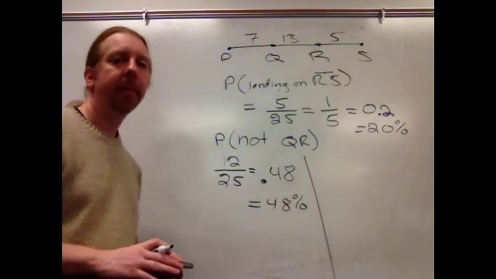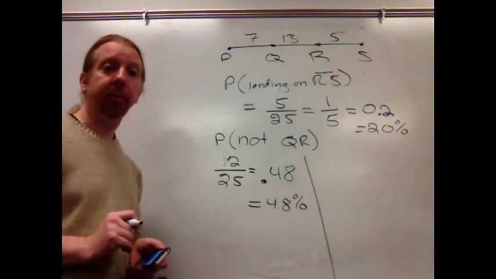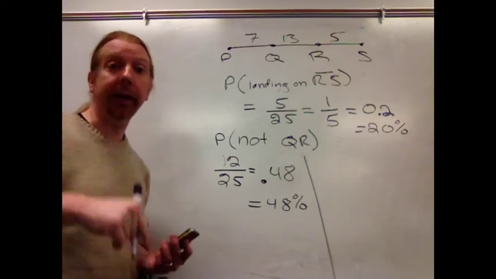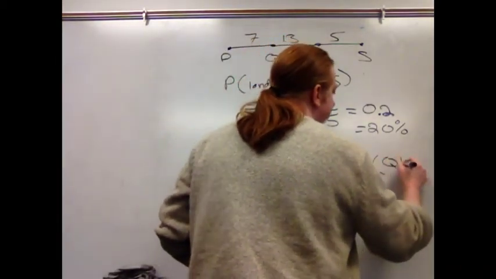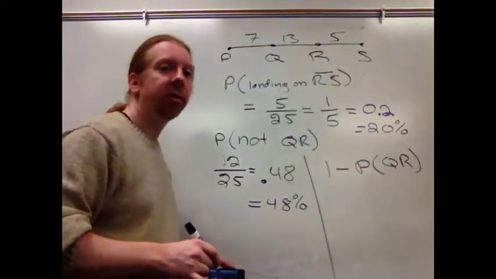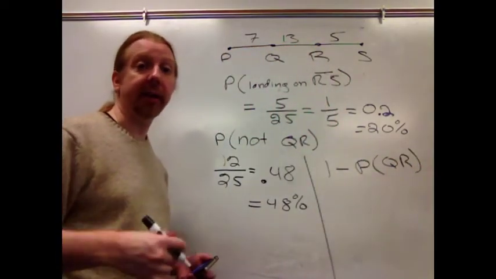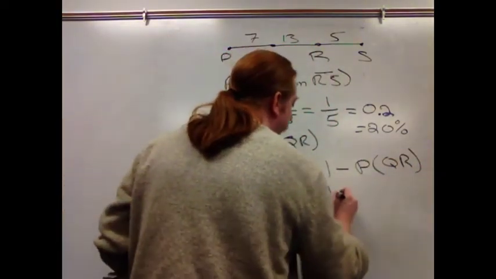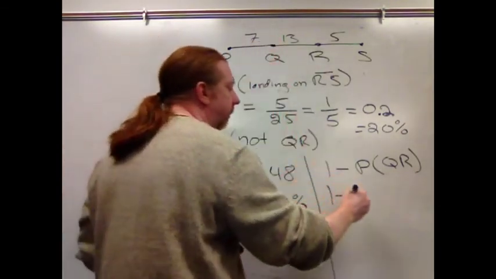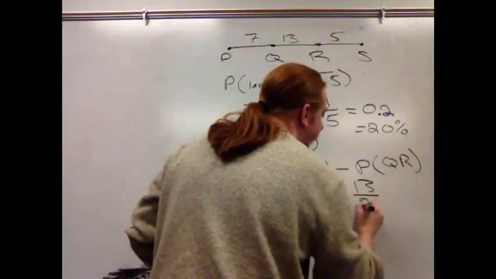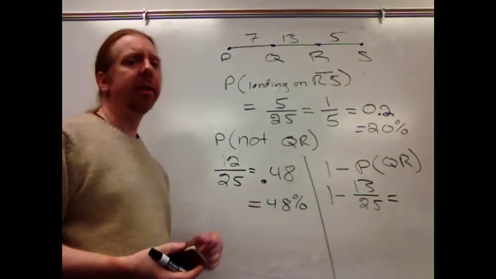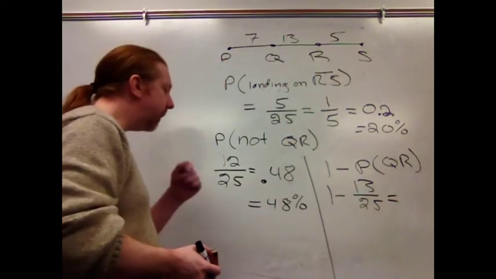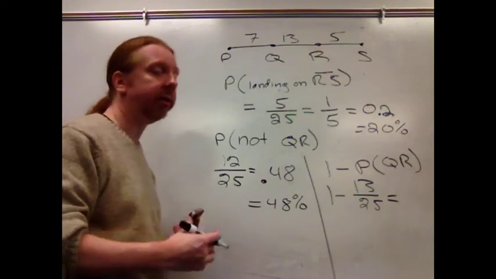48%. Now, the other approach I can take is to find out what QR is and subtract it from 1. So 1 minus the probability of landing on QR. Well, that's 1 minus 13/25. Now, if I'm really good at fractions, I can go ahead and do that, but it might be easier to make it into a decimal.